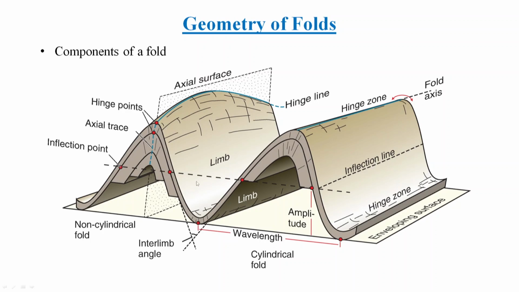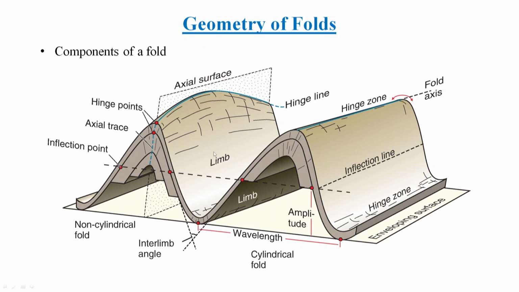So these are the different components. Apart from that, there are angles like this. The angle formed by the tangents with respect to these limbs, and the tangents are drawn through the inflection point. The tangent will touch the limb at the inflection point. So if I draw two lines like this, they will intersect at some place, and this will be the interlimb angle, meaning the angle between the two limbs will be treated as the interlimb angle.